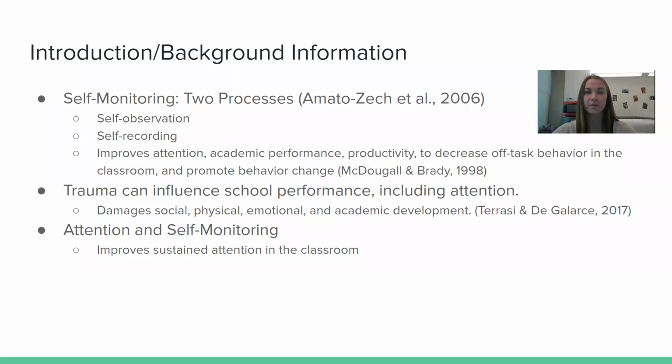So, some background information. Self-monitoring consists of two processes, which include self-observation and self-recording. Self-observation requires a student to pay attention to their own behavior, while self-recording requires students to write down whether a specific behavior occurred or not. Self-monitoring has been used to improve attention, academic performance, productivity, decrease off-task behaviors in the classroom, and to promote behavior change. However, trauma can influence school performance, which includes attention.